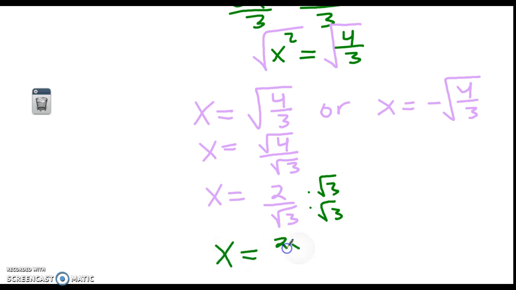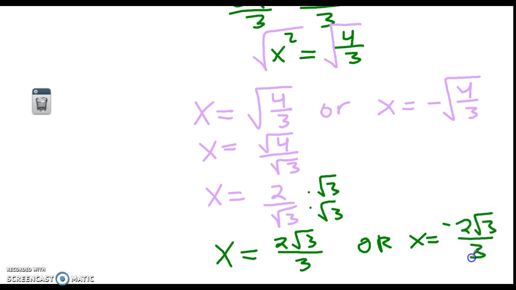X equals 2 times the square root of 3. Notice that the 2 and the 3 do not multiply, because they do not have the same index. This is not a square root, this one is. And finally, I have my answer. Don't forget to have both answers in there.